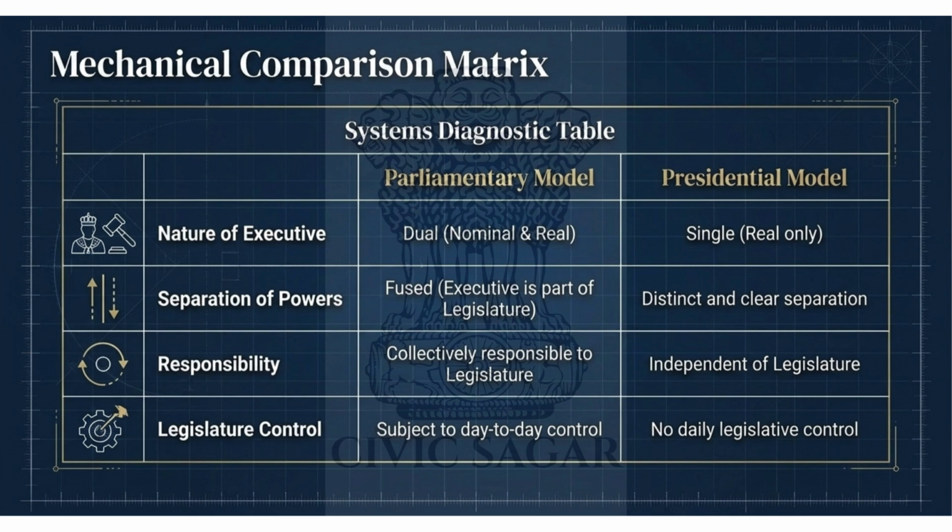To accurately diagnose these structural operations, let's lay their mechanics side by side. Where the parliamentary model uses a dual executive, the presidential model uses a single real executive. While parliamentary powers are tightly fused, presidential branches remain completely distinct. This results in an executive that is either bound by strict collective responsibility and day-to-day control, or one that is highly independent and entirely free from daily legislative interference.